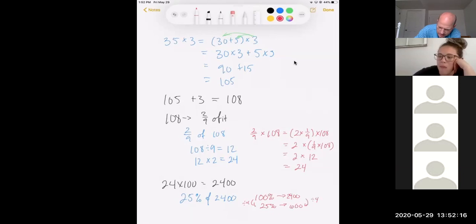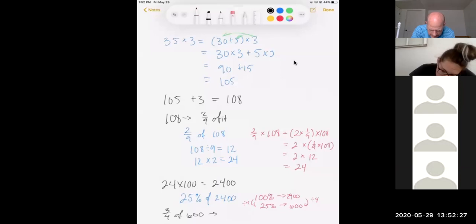We're taking 3/4 of 600, which we can still do. We can take 600 divided by 4 and then multiply by 3. 600 divided by 4 is, when 4 goes into 6, you can do 60, that's 15. 150 times 3, 450.